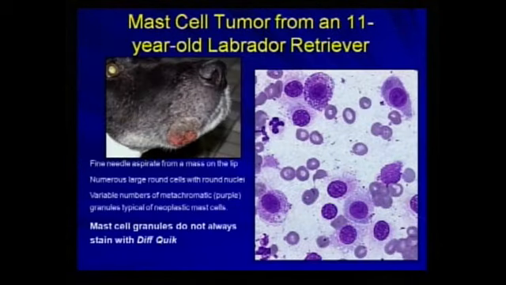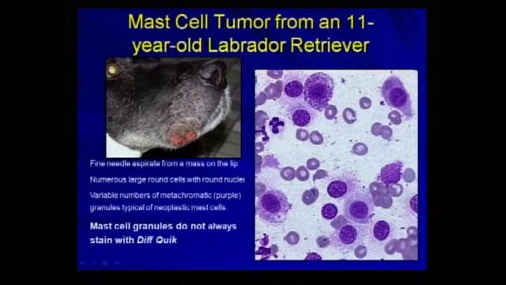Here's a case presentation of a neoplasm on the lip of an 11-year-old retriever, and fine needle aspirate showed the cells on the right. And we have a neutrophil, but they certainly don't predominate. We have some blood, and maybe that's where the neutrophil came from. But the predominant cell is this large round cell. And some of them have these dark purple granules.